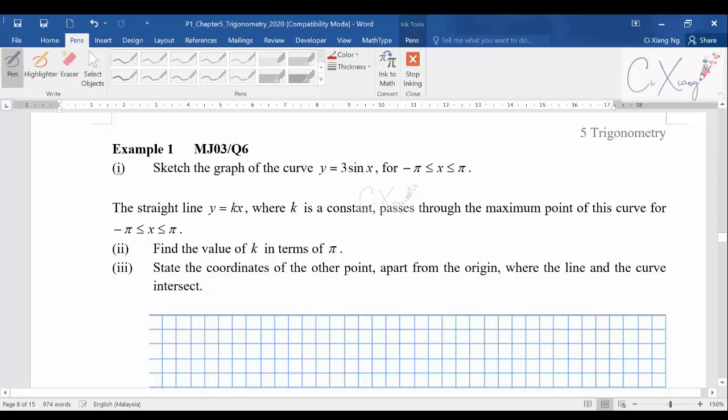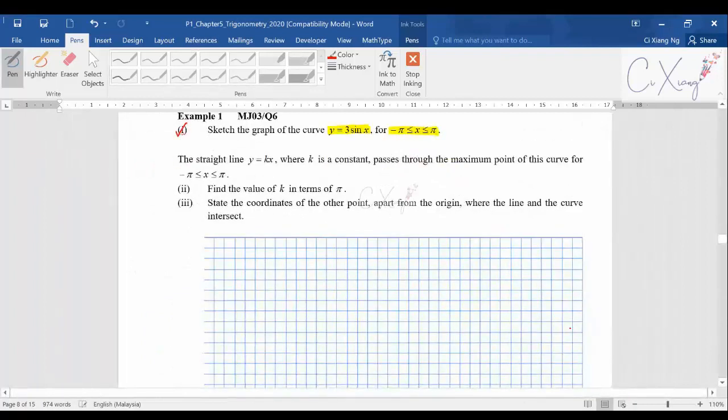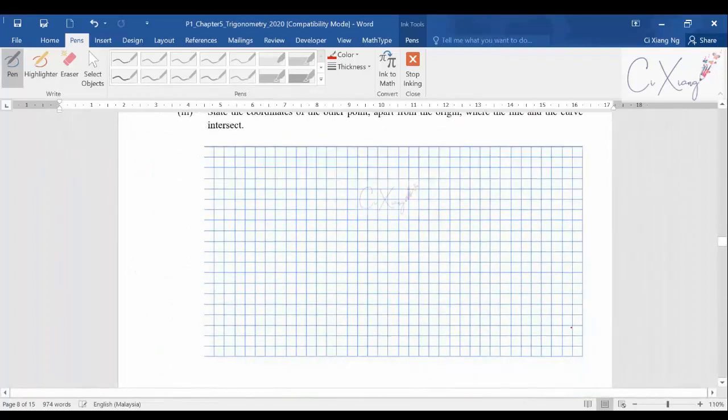Okay, so first part, they want you to sketch a graph of the curve for y equals 3 sine x. Please take note that they want you to sketch it from negative pi to pi. As I mentioned before, the question itself will tell you what domain they want you to sketch the graph in. So first you need to sketch a graph. I hope that earlier you tried, maybe at home. If you haven't, then you can try it now. You can pause the video first, try it, then check the answer.